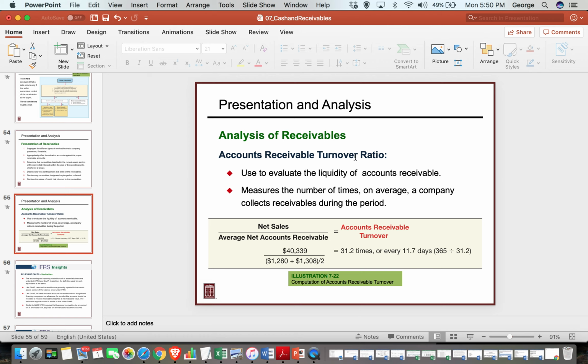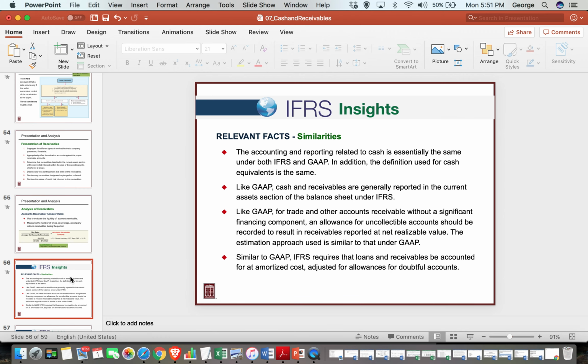Next, AR turnover ratio is a performance evaluation we can use to look at how well we're collecting our receivables. Sales divided by average net receivables, so beginning of the year plus end of the year divided by 2. So it looks like the turnover is every 11 days, which I think was probably pretty good. So the shorter that turnover is, the better that indicator is. All right, that's all I have for you.